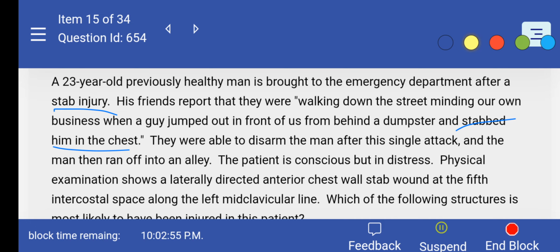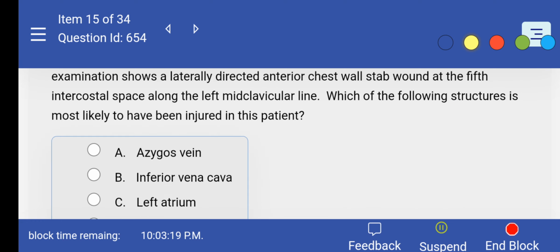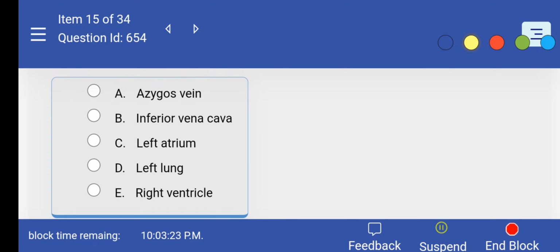Physical examination shows a laterally directed anterior chest wall stab wound at the fifth intercostal space. This is important, fifth intercostal space, right? Along the left midclavicular line, pointing toward one important point, okay? We'll talk about that. Which of the following is most likely to have been injured in this patient? Esophagus, azygous vein, inferior vena cava, left atrium, left lung, and right ventricle.